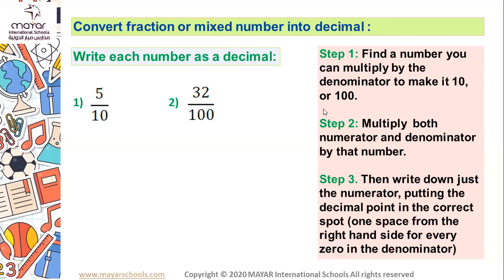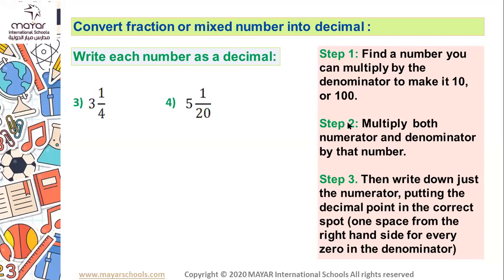What about the second one? Qais Marish, can you do the second one? It's 0 and 32 hundredths. 0 and 32 hundredths, excellent. Now, what if we have the denominator 4 or 20 or whatever? We should change the denominator to what?